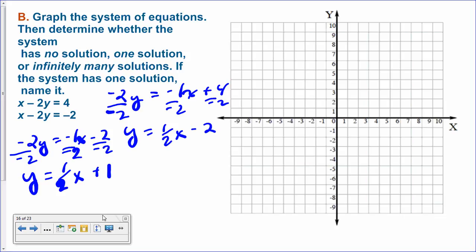Do I even have to graph them? What do I know about them right off the bat? Same slope, so they are parallel. Same slope, different y-intercepts, so they're parallel. Are they ever going to intersect? So it's going to be what? No solution. What do we say? That's inconsistent, right?